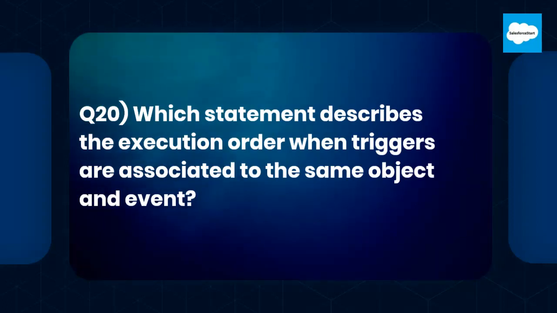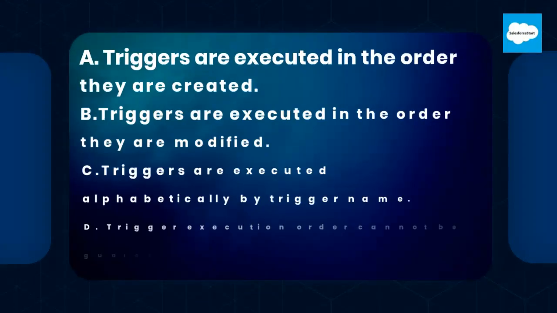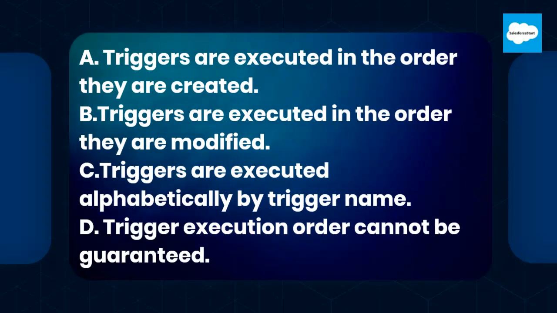Q20. Which statement describes the execution order when triggers are associated to the same object and event? A. Triggers are executed in the order they are created. B. Triggers are executed in the order they are modified. C. Triggers are executed alphabetically by trigger name. D. Trigger execution order cannot be guaranteed.